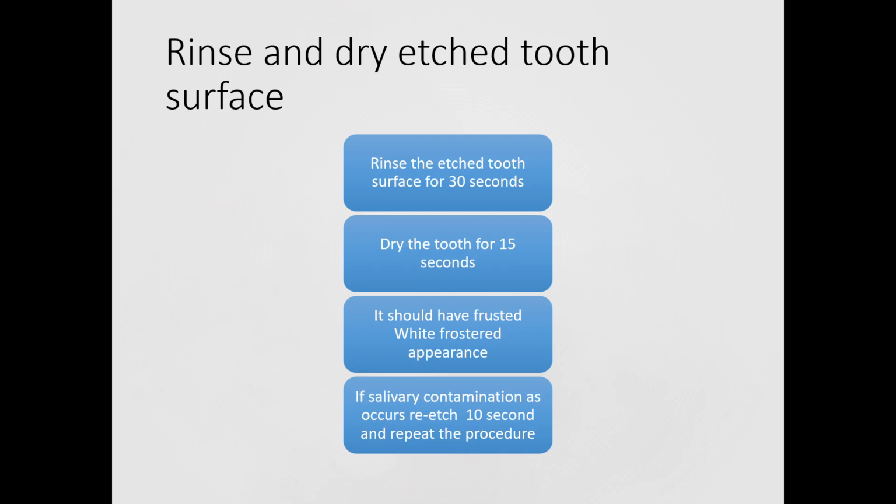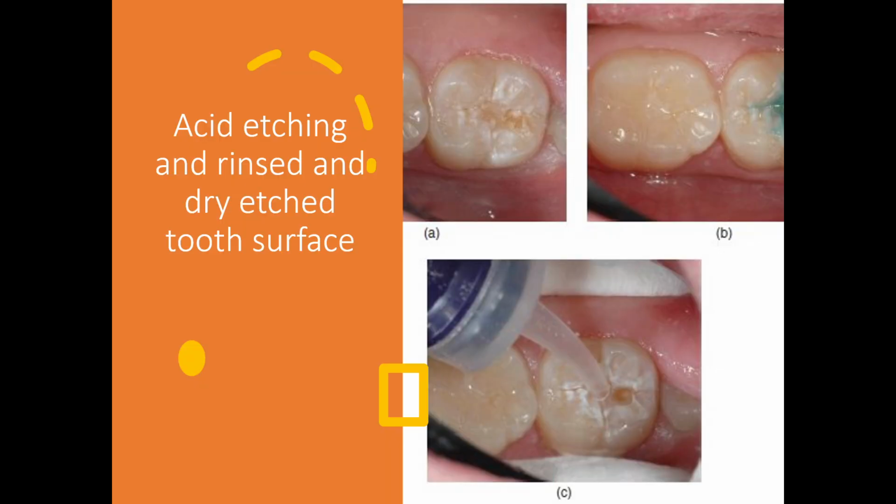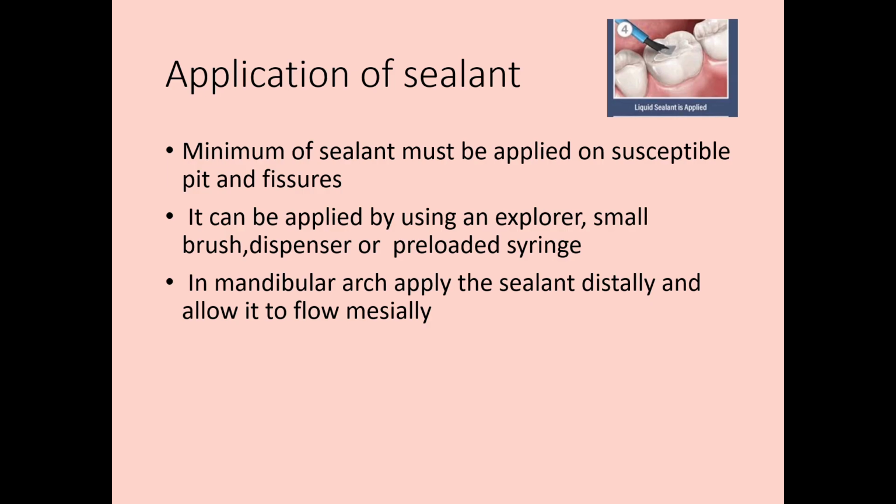So, rinse and dry the etched tooth surface. Rinse the tooth surface for 30 seconds, then dry the tooth for 15 seconds. It should have a white frosted appearance. If salivary contamination occurs, you have to re-etch and repeat the procedure. Re-etching time is 10 seconds. After acid etching and rinsing, the tooth should have a white frosted surface or appearance.